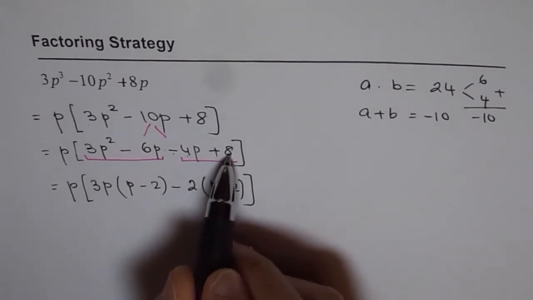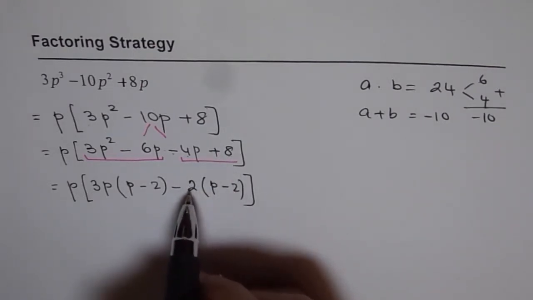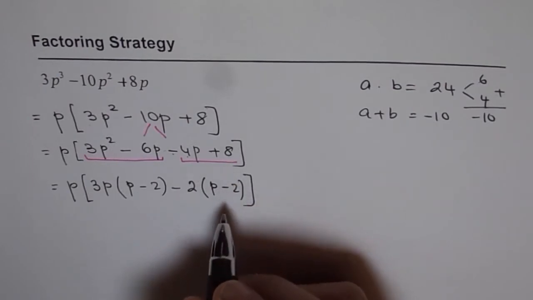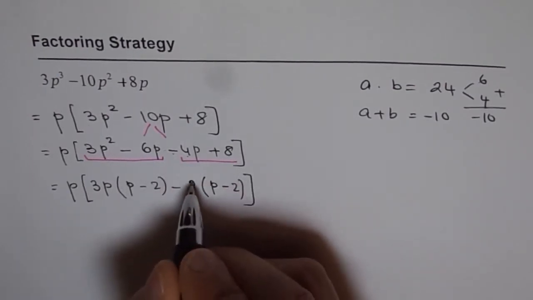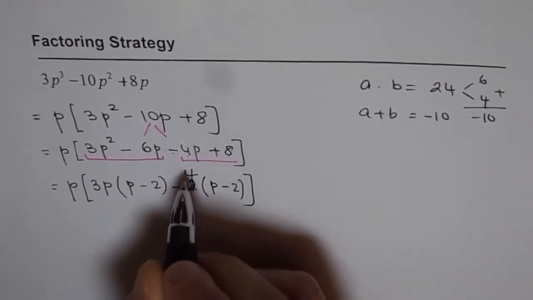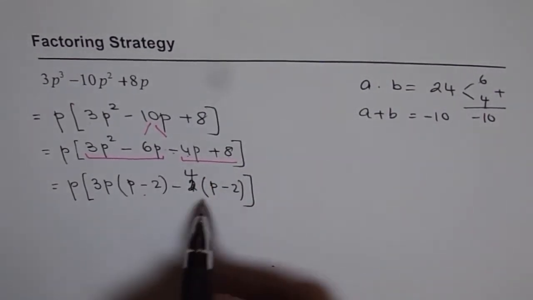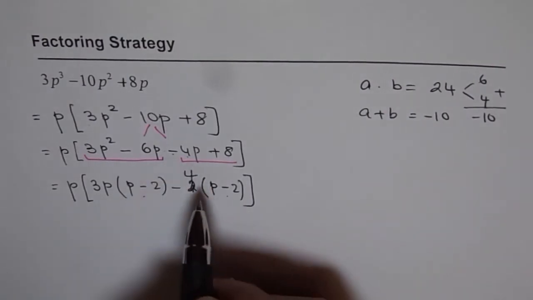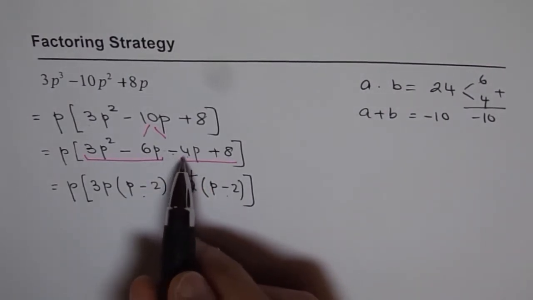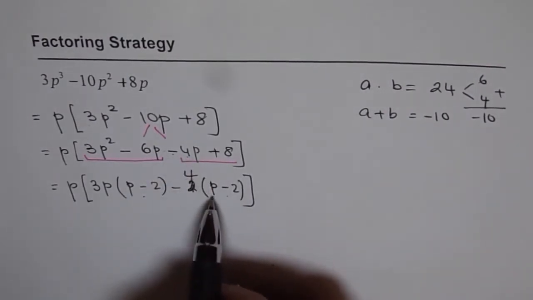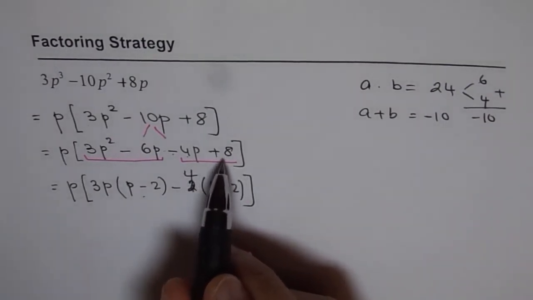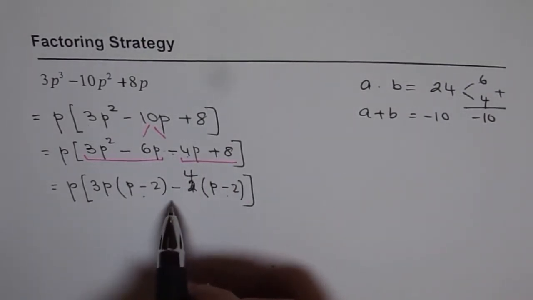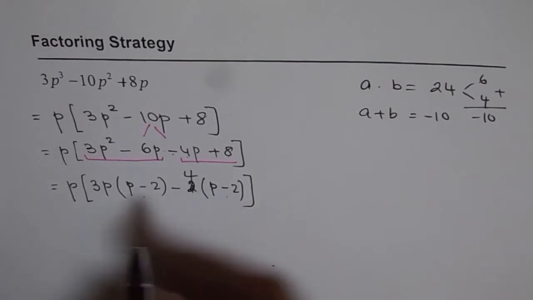The plus 8 when divided by minus 2 will give us, so we should have factored 4, sorry. 4 is common, right? Now 4 is common, 4 times 2 is 8. So when you factor out 4, 4p divided by 4 is just p, and plus 8 divided by minus 4, we have minus 4 outside, we'll get minus 2.